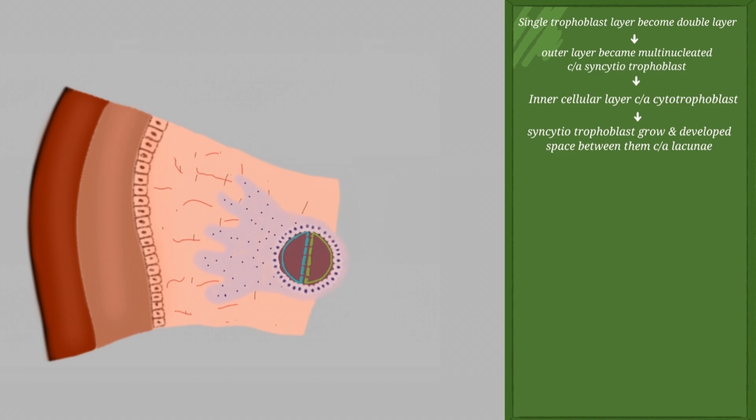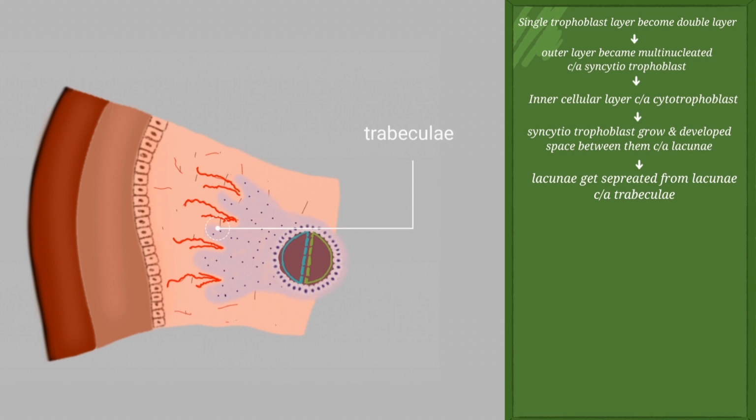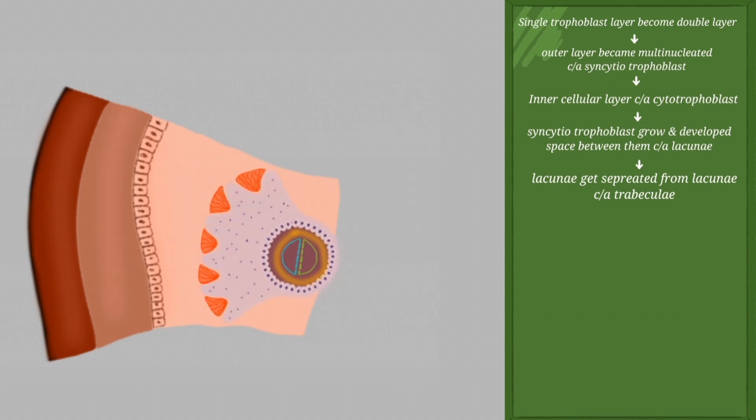In the lacunae, the endometrial blood vessels get struck to provide nutrients and other components to the growing embryo. Lacunae get separated from each other by syncytium called trabeculae. Now changes occur in the embryo and it forms extraembryonic mesoderm. Later on, this extraembryonic mesoderm breaks and forms a stalk called the connecting stalk. In future it forms the placenta.